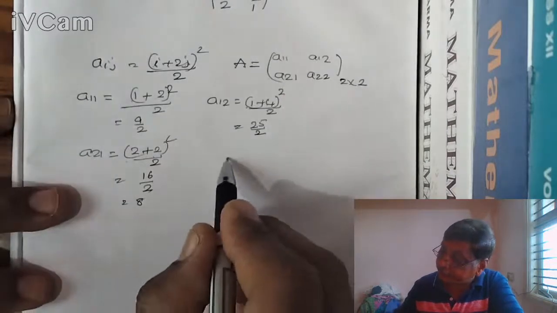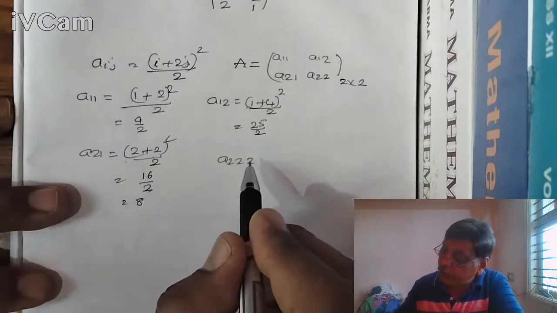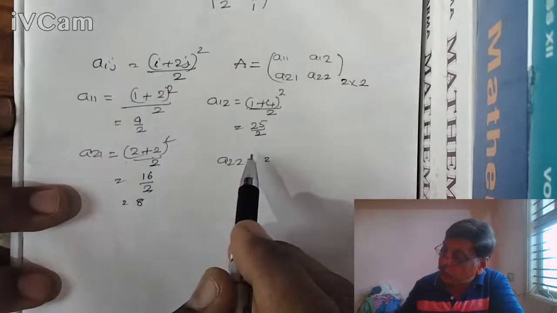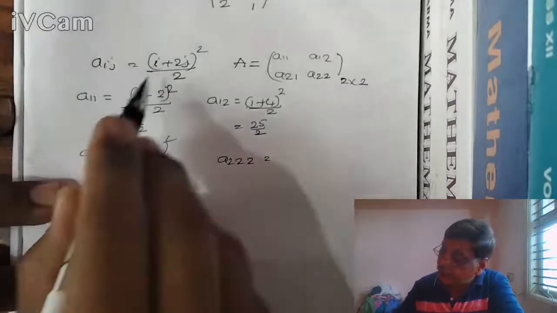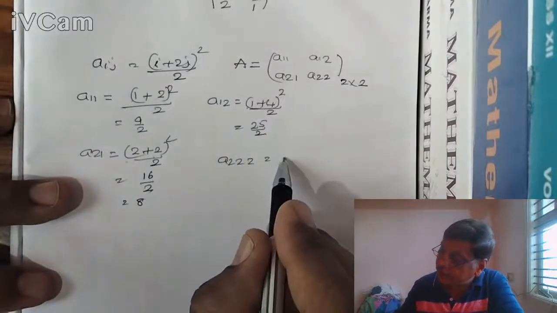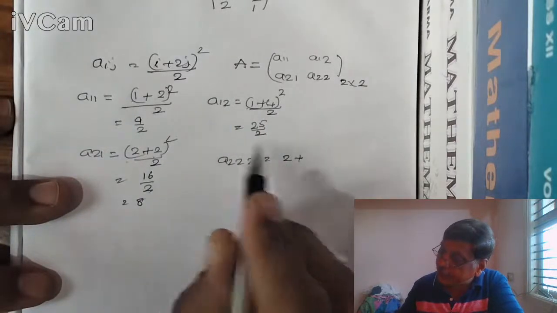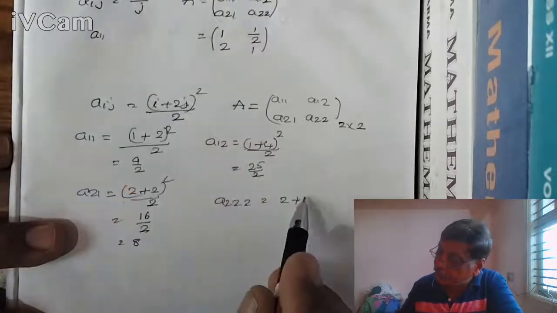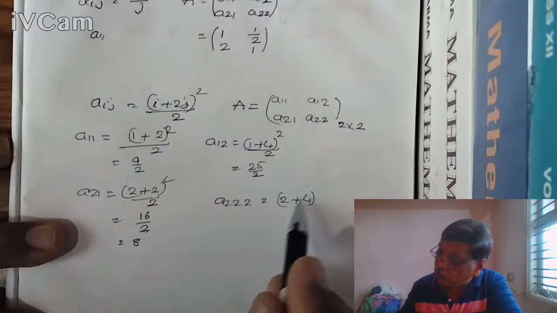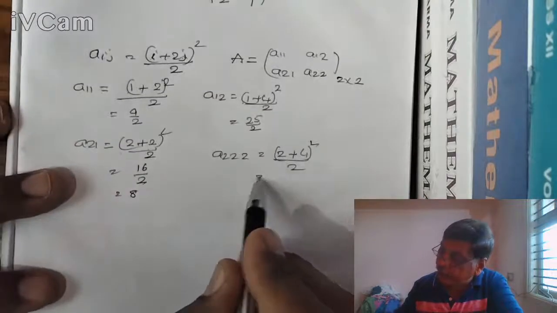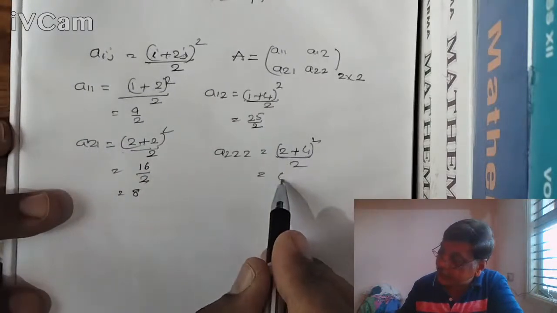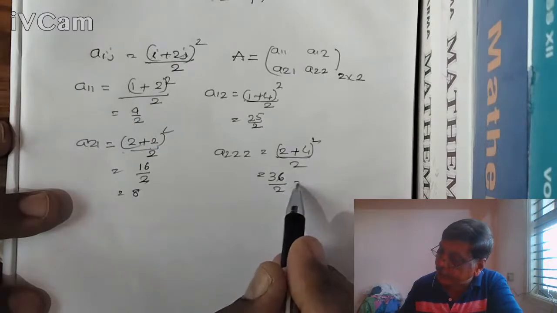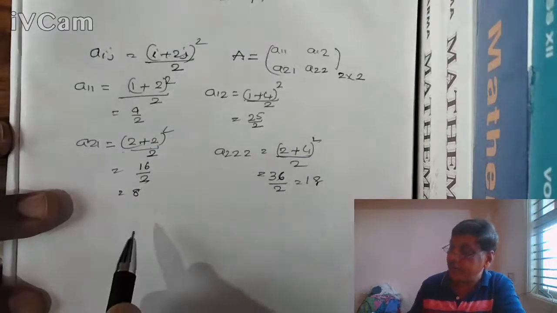Next, A22. A22 equals, i is 2, j is 2. So i is 2. Next, j is 2. 2 into 2 is 4. Whole square divided by 2. 2 plus 4 is 6. 6 square is 36 divided by 2. That is equal to 18.